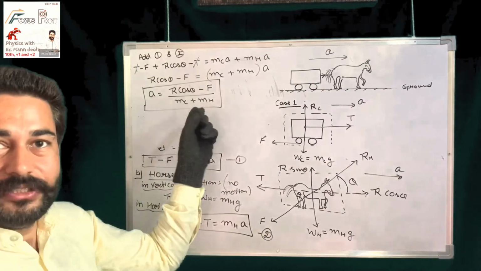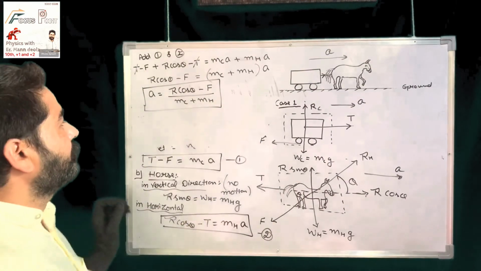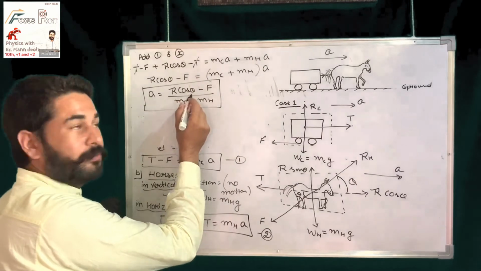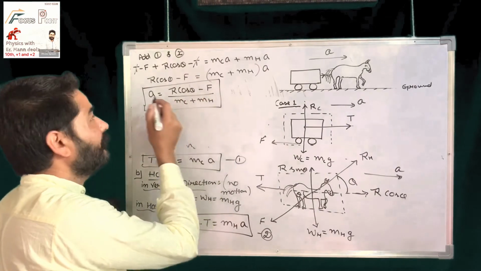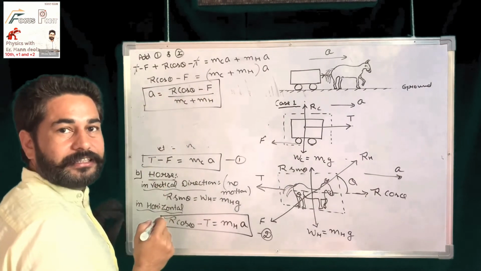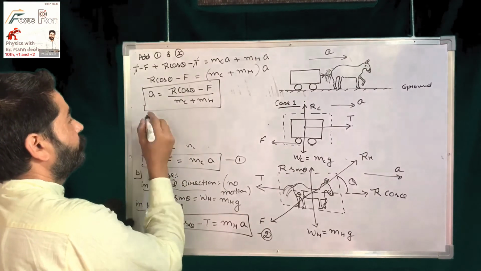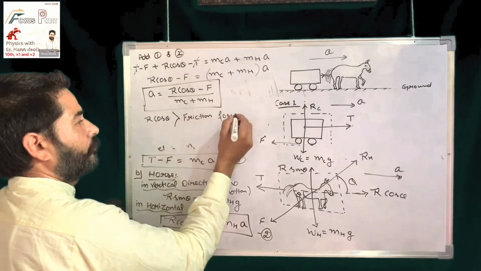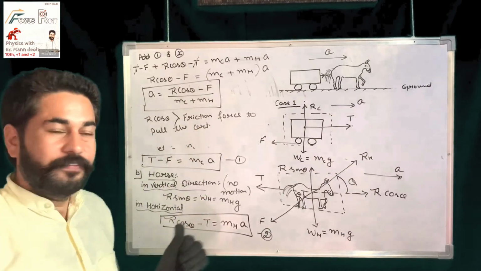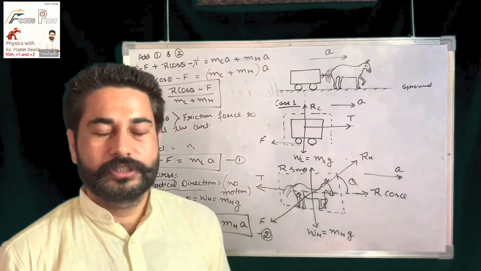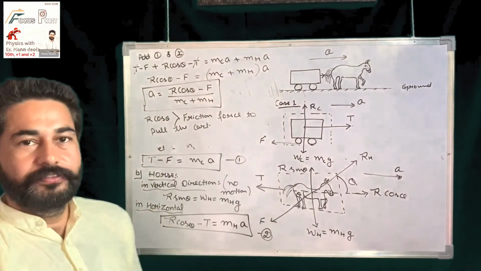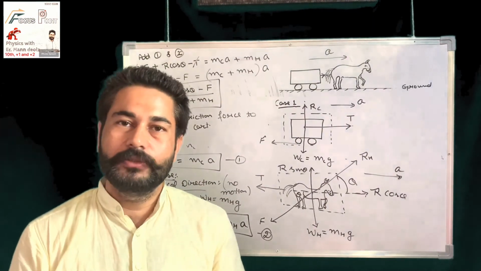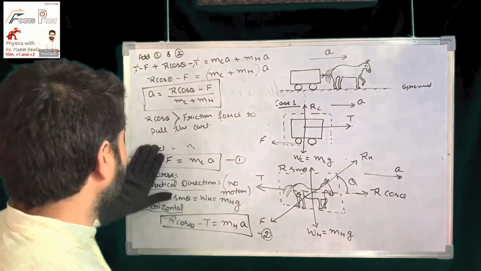From this equation also it is very much clear that R cos theta should be greater than this friction force, then only there would be an acceleration. Okay, so if R cos theta, this horizontal force, would be less than the friction force, then horse will not be able to pull the cart.